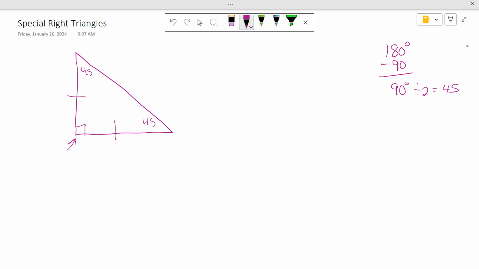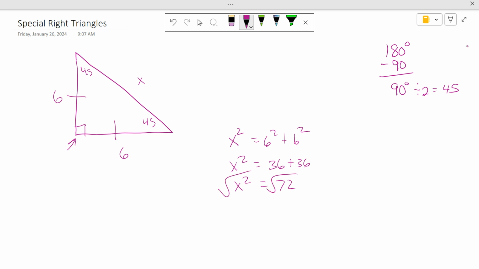So if this side is 6, what's this side? 6, because it's isosceles, right? And we need to find the hypotenuse. So to find the hypotenuse, Pythagorean theorem. C squared equals a squared plus b squared. So x squared equals, what's x squared? 36 plus 36. X squared equals 72.